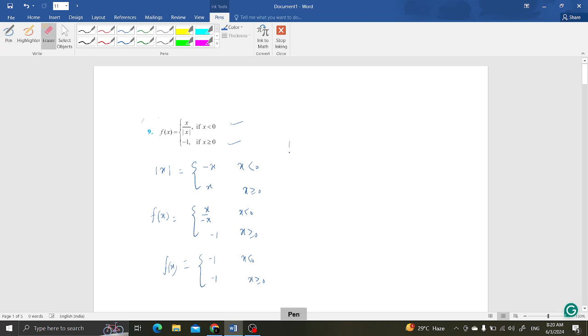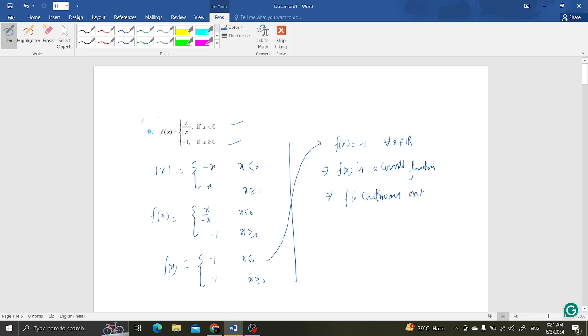From this one, if we combine these things, then what we are getting: we have f of x is equal to minus 1 for all x belongs to real numbers, which implies that f of x is a constant function, and if it is a constant function, then it is a continuous function, which implies f is continuous on R. Hence proved. I hope you understand this question. Move on to the next question.